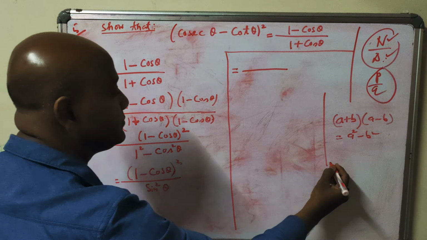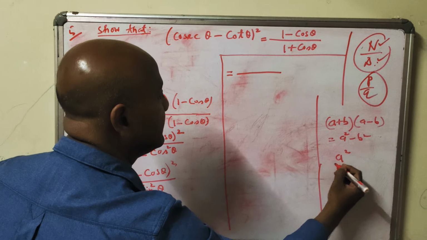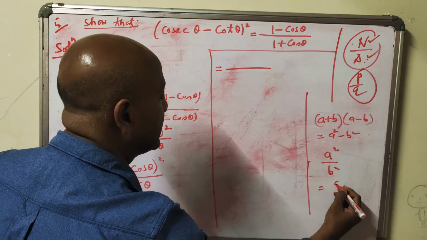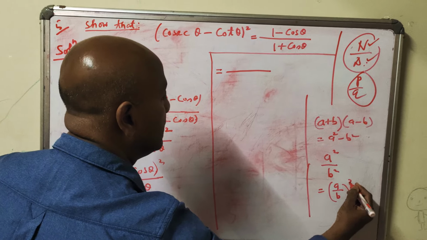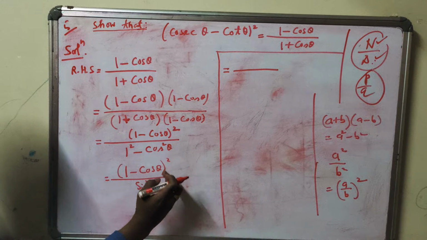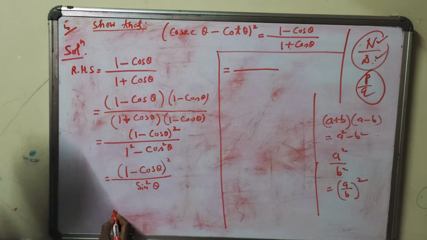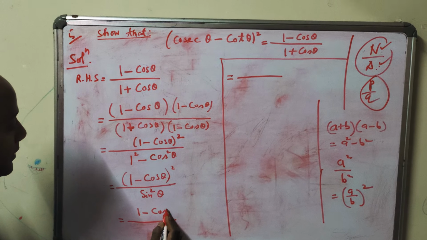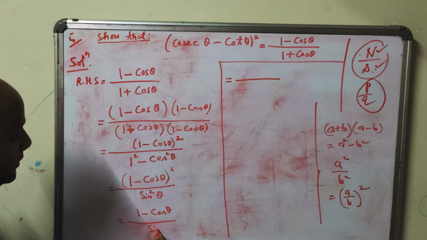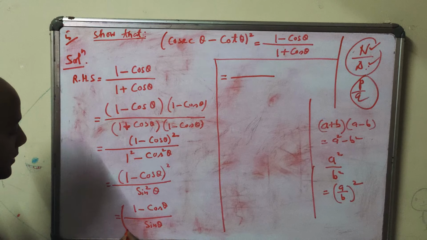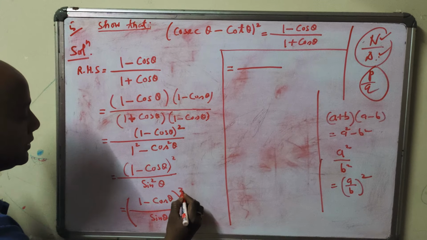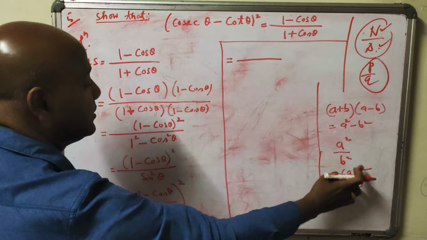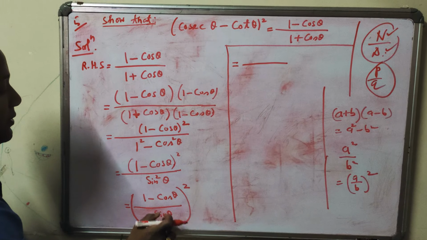Now you see, if it is a square by b square, then you can write a by b whole square. This also is square, this also is square. So you can write a by b whole square like this. A square by b square is a by b whole square. Here it is square, here it is square.